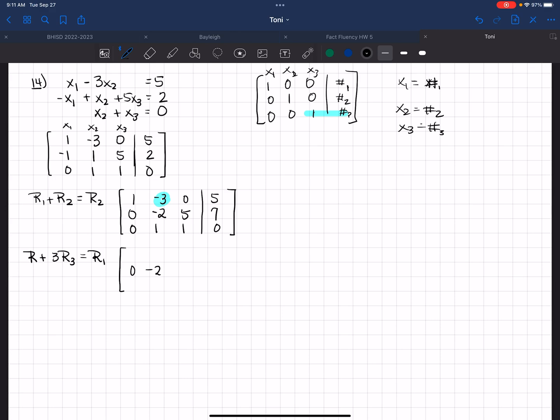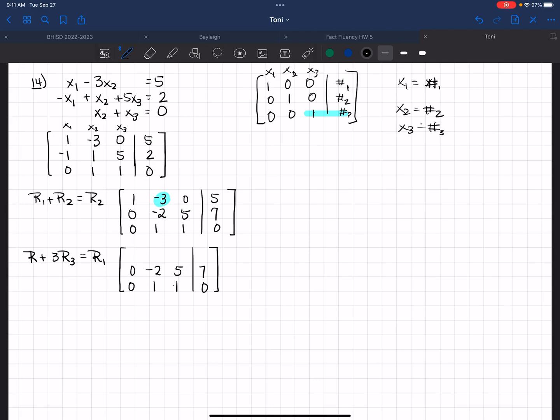So I leave row 2. I go ahead and write it down. And I write down row 3 because that's not the one I'm changing. I am multiplying times 3, but I don't change him. I leave him there. So now I'm ready to deal with row 1.